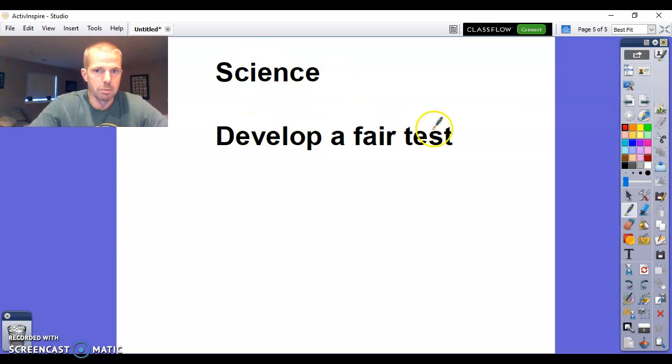In science, they're going to develop a fair test. Last week we learned what a fair test was. We did some tests that were not fair, and they had to figure out why. So this week we'll be working on a fair test.